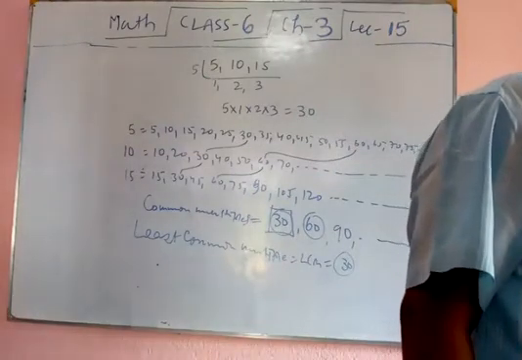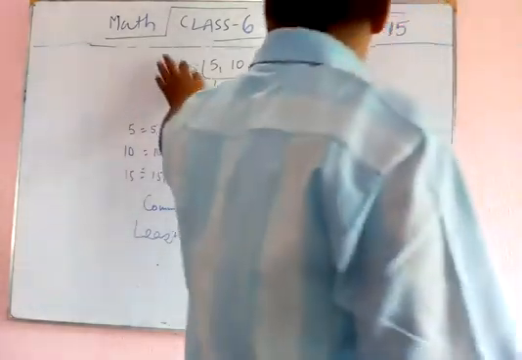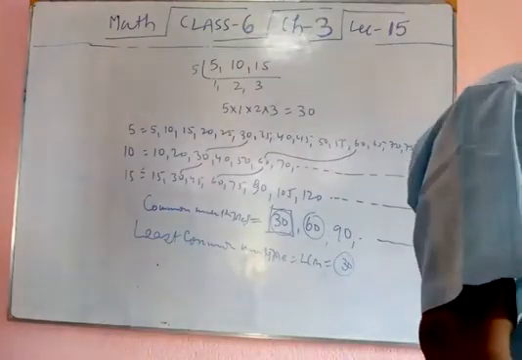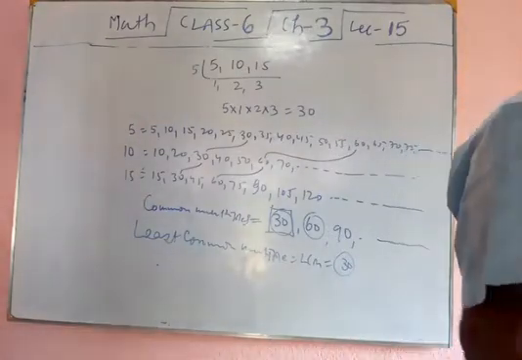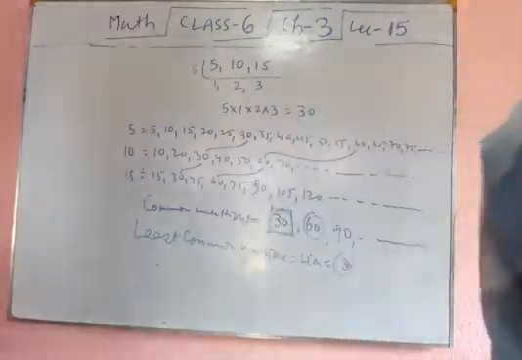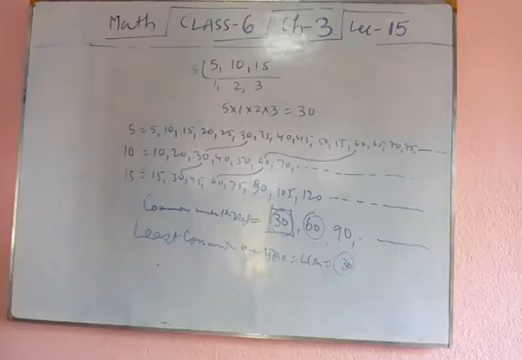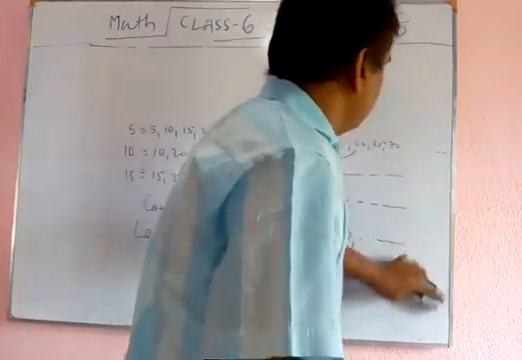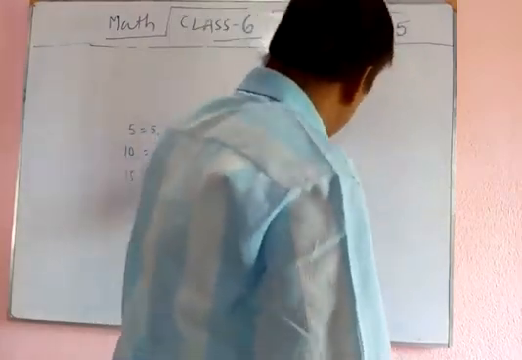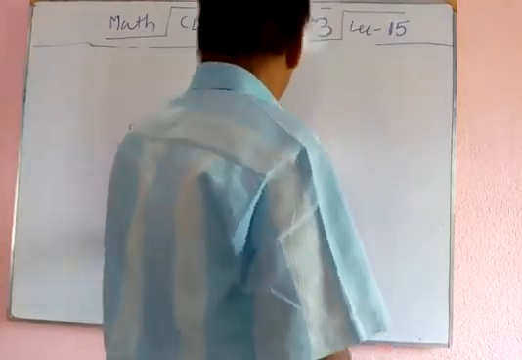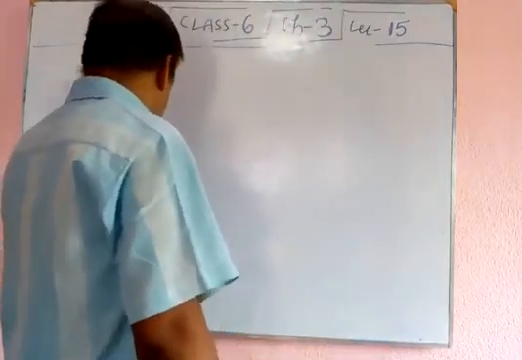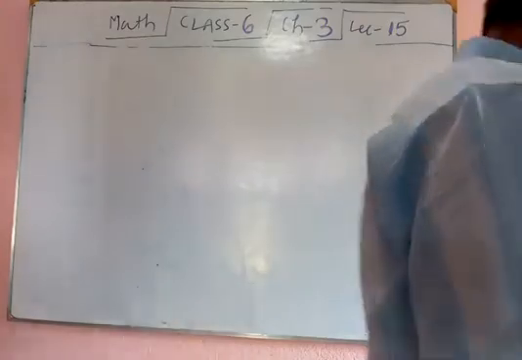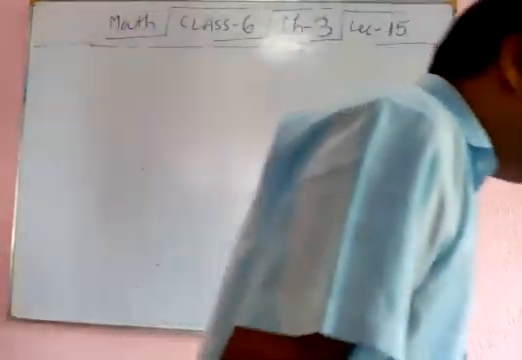Second one, LCM by prime factorization method. So this method is known as the prime factorization method. So you can also find the LCM. Example number 34. Find the LCM of 24, 72 and 60.